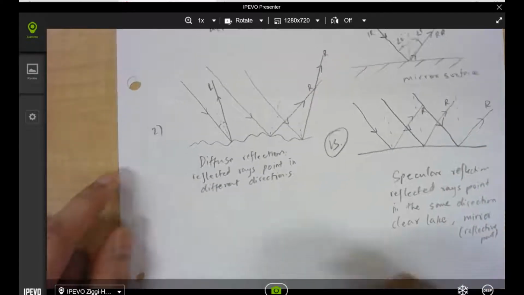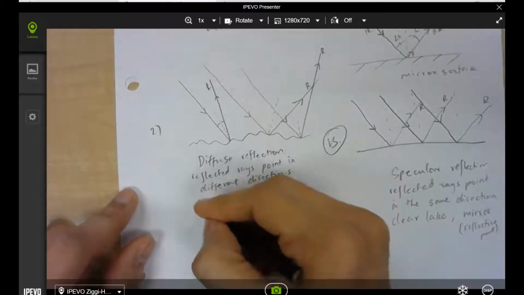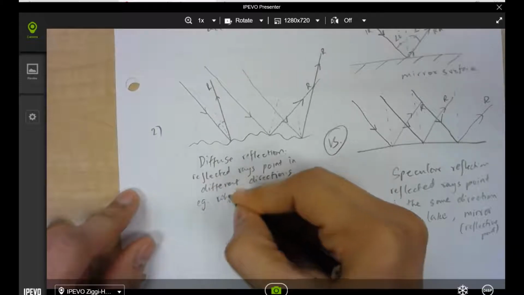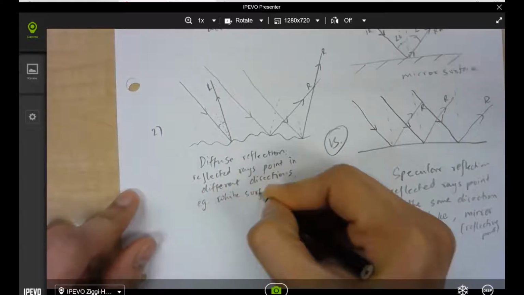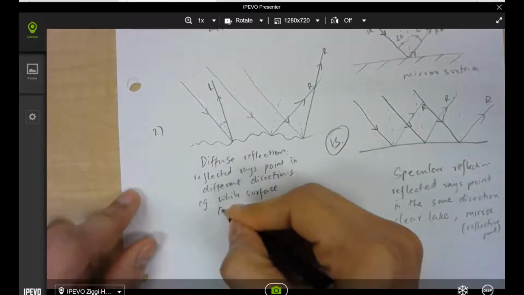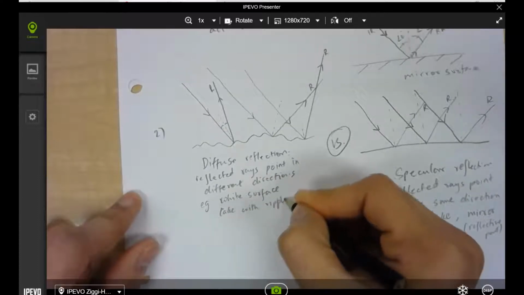In diffuse reflection, the reflected rays point in different directions. The examples would be any white surface, like a white wall or a piece of paper, or a disturbed lake with ripples in it.